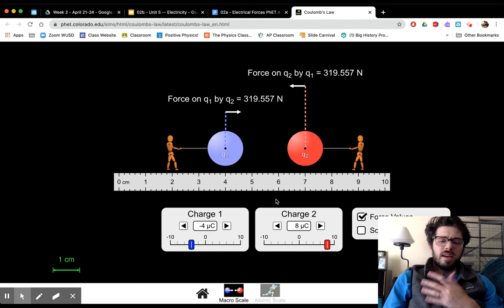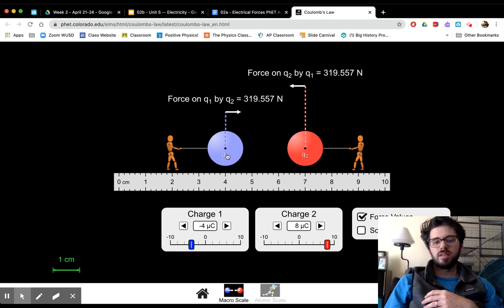And so, yeah, that's about it. The only other thing that I have to show you guys on this simulation is that you'll notice that this is a 10 centimeter stick. And you'll notice that the spheres are centered on the measurement. So currently these two spheres are 1, 2, 3 centimeters apart.